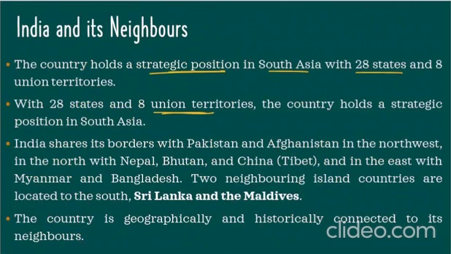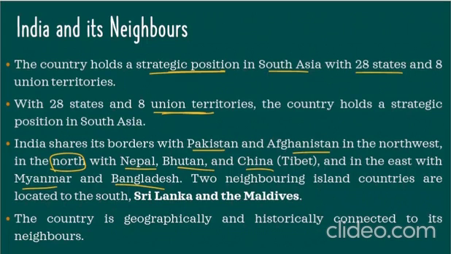Now coming back to the borders of India, the outline of India: we share our borders with Pakistan and Afghanistan in the northwest, then Nepal, Bhutan, and China in the north, and in the east with Myanmar and Bangladesh. So Myanmar and Bangladesh in the east, then Nepal, Bhutan, China, especially Tibet in the north, Pakistan and Afghanistan in the northwest. Now, two neighboring islands.